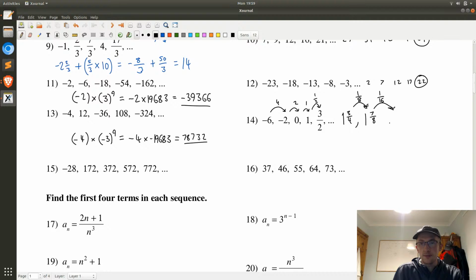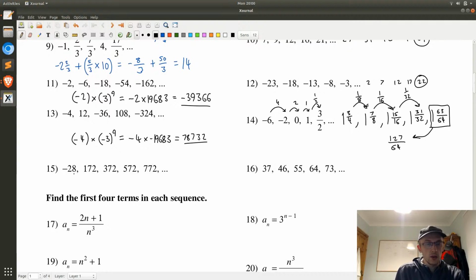Then add a 16th. So that's 14 over 16. Add a 16th is 15 over 16. Like that. Then add 1 over 32. So that would be 31 over 32. And last, 63 over 64. I think so. But if you need it as a top heavy, it's going to be 127 over 64.